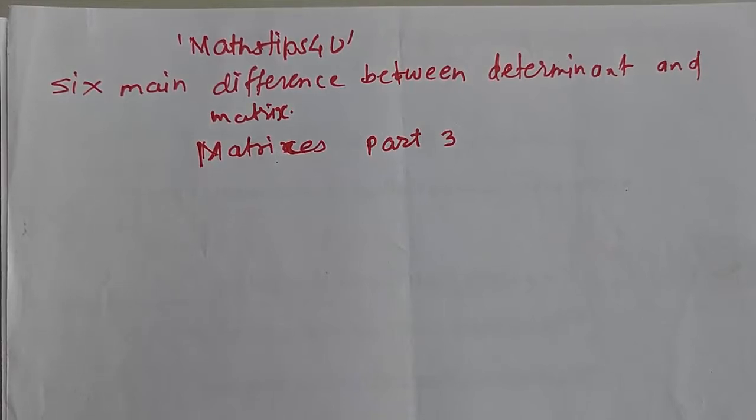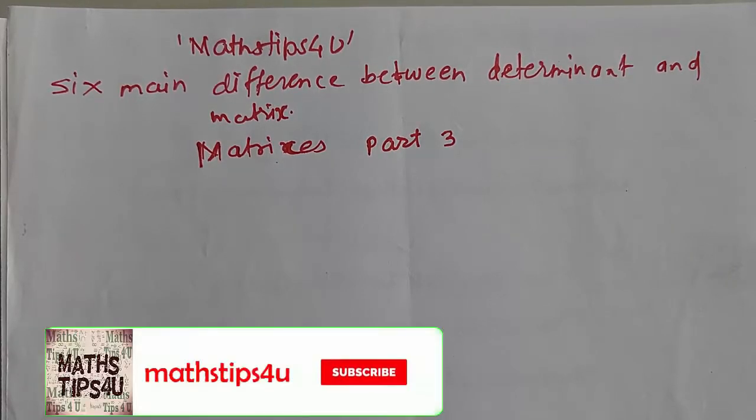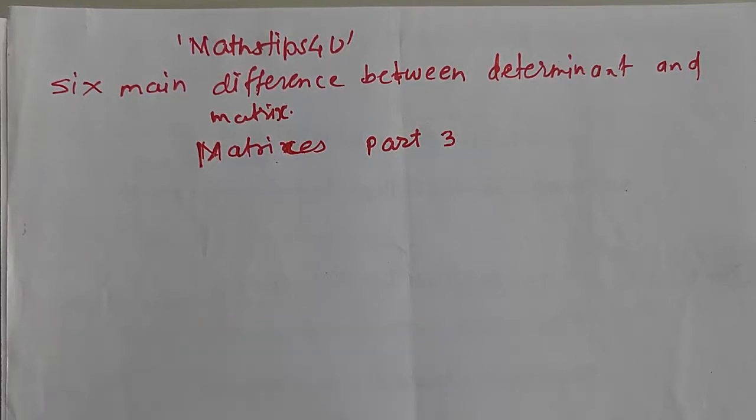Now, I observe that most of the students are confused with determinant and matrix. Whenever they are asked to write a determinant, they write a matrix, or when they are asked to write a matrix, they write a determinant. Most of the students have not understood the difference between the determinant and matrix. In this video, we are going to learn the main 6 differences between the determinant and matrix. So let us start.